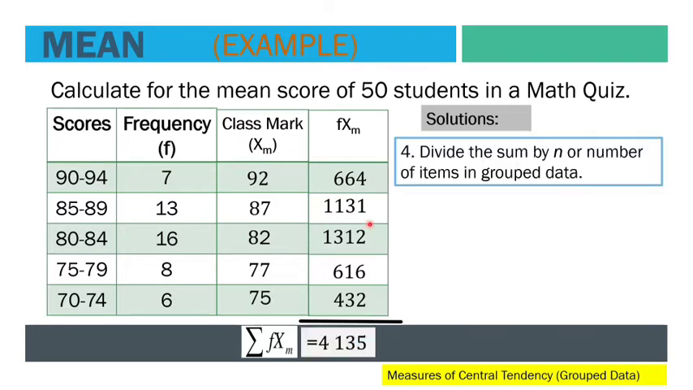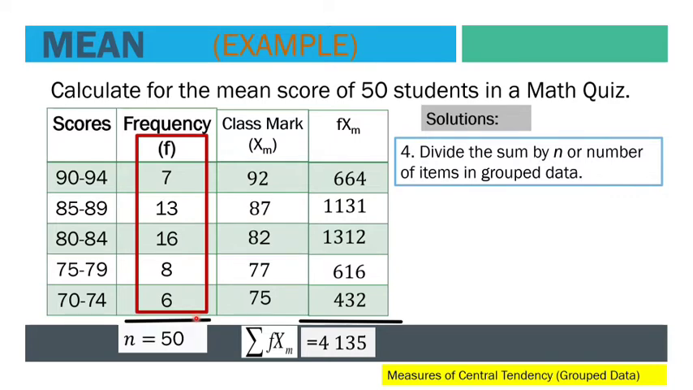Let's now have the fourth and final step to finally compute for the mean of this data. It says that we have to divide the sum by n, or number of items in grouped data. The sum that we are referring to here is the one that we got on the third step. So we have to divide it by n. N pertains to the total frequencies. You have to add 7, 13, 16, 8, and 6, and we will get 50. Yes, that's the value of n, 50.